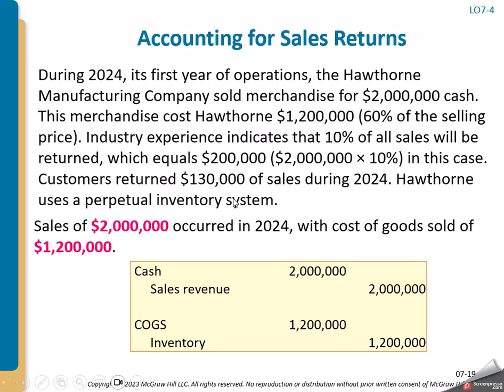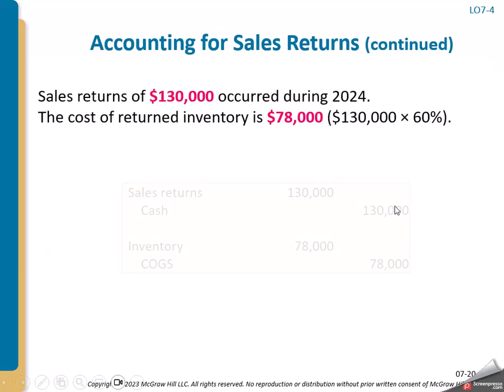So here we have, again, sales at $2 million that had a cost of $1,200,000. Industry experience tells us that 10% of those sales are going to be returned. So $200,000 is what we anticipate is going to come back. And then the customers actually returned $130,000. So when we had the sales, these would be our entries to record the sale and then to record the corresponding cost of goods sold.